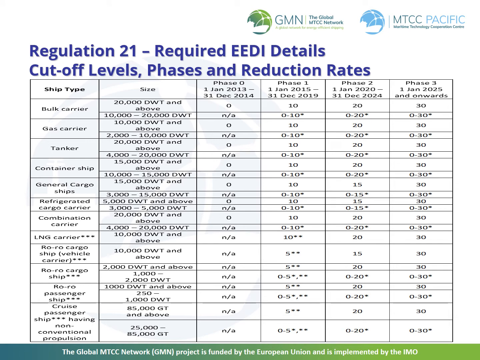Cut-off levels. Smaller size vessels are excluded from having a required EEDI for some technical reasons. Thus, the regulatory text specifies size limits. The size limit is referred to as a cut-off level. Implementation phases. There are 3 phases for the implementation of EEDI. They are Phase 1 from year 2015 to 2019, Phase 2 from year 2020 to 2024, and Phase 3 from 2025 onwards.